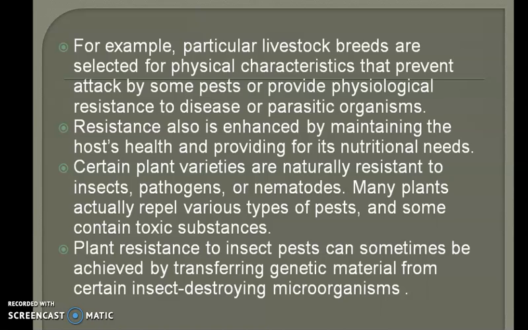Resistance also is enhanced by maintaining the host health and providing for its nutritional requirements. Certain plant varieties are naturally resistant to insect pathogens or nematodes. Many plants actually repel various types of pests, and some contain toxic substances. Plant resistance to insect pests can sometimes be achieved by transferring genetic material from certain insect-destroying microorganisms. For example, Bt toxin can be obtained from Bacillus thuringiensis, and it can be used for insect resistance in plants.